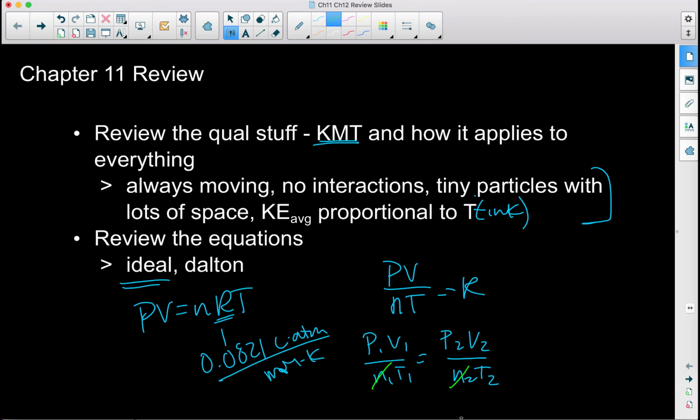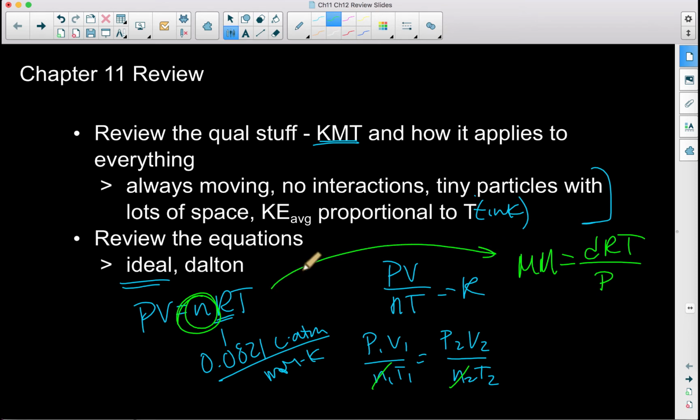All right, so again, we can derive everything from the ideal gas law, or we can just memorize them all, whatever floats your boat. Don't forget we have the derivation of the ideal gas law, wherein we can do some substituting with n, and we can get molar mass is equal to density times R times T over pressure as a derivation of this. These go hand in hand.